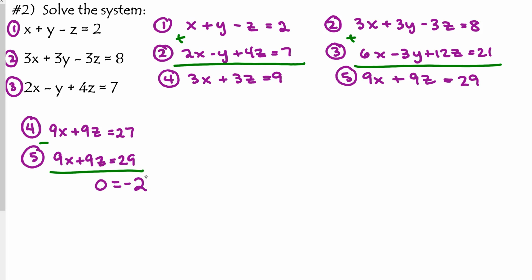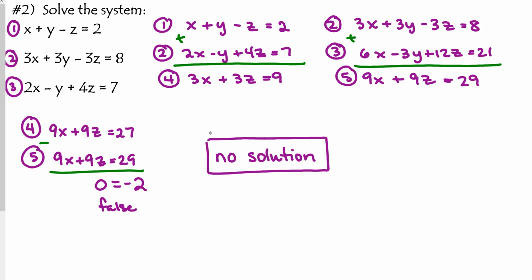0 equals negative 2. Well, that's not true, so what does that tell us? Remember what it told us for a 2x2 system? It's the same idea. We come up with a contradiction, we have no solution. Now why? Is it because the three are parallel, or is it because only two of them intersect and the other one doesn't? We don't necessarily have that information. We could probably think about it a little further, but all we really have to do for the sake of this problem is say no solution.